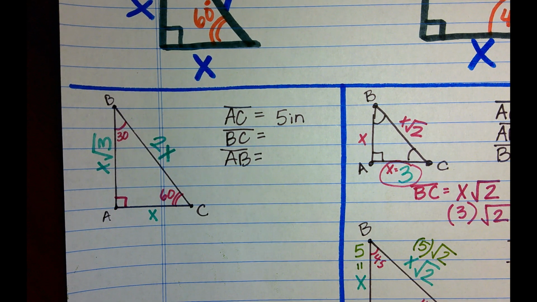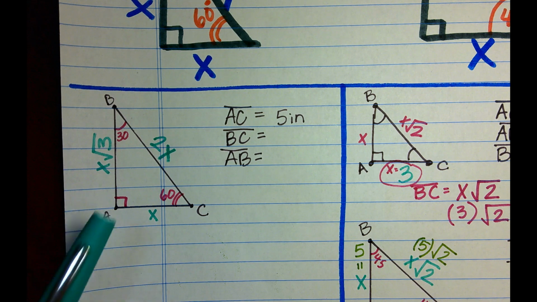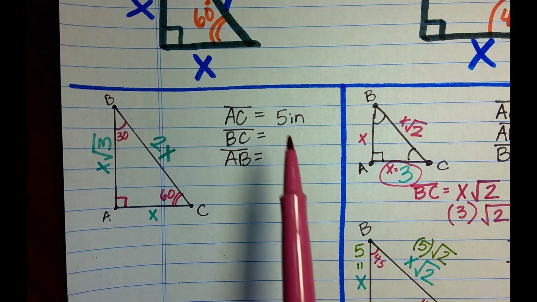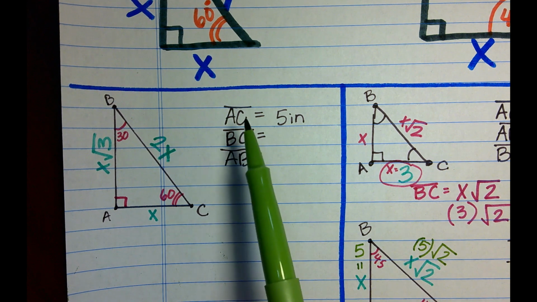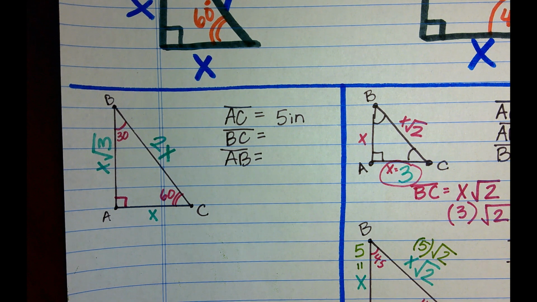What you might have noticed from the first two problems we did is that when we start this process, the first thing we always do is solve for X. We want to find out what my value for X is, and that's going to help us find the rest. So AC is 5 inches. How can I find the value of X?